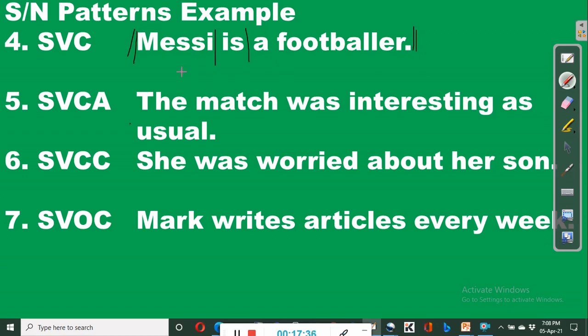When we are doing this analysis, I expect you to take note of how to analyze a sentence in this grammatical manner. So Messi is the subject, all right? The verb is, and the footballer is the complement. So you can see that the complement always comes after a linking verb. A linking verb is any of the forms of the verb to be. From the verb to be, we have different forms, up to 8 of them, all right?